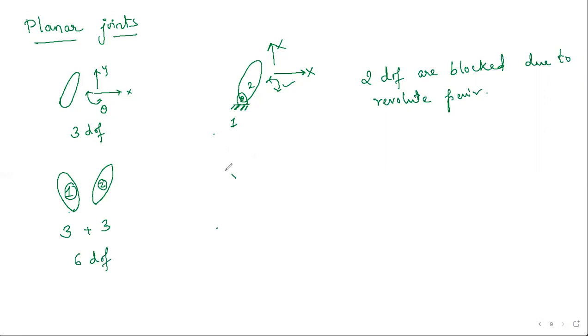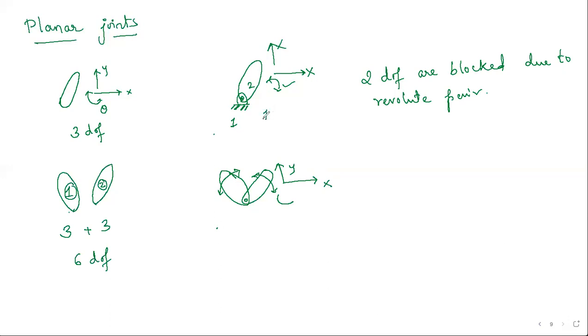Now, if you connect these 2 links with a revolute joint, you see they both together will move in direction X. They both together can move in direction Y. They can rotate individually. This can be rotated individually and this also can be rotated independently. Without disturbing this one, this can be rotated. Without disturbing this one, this also can be rotated. So in total it's allowing 4 degrees of freedom here.